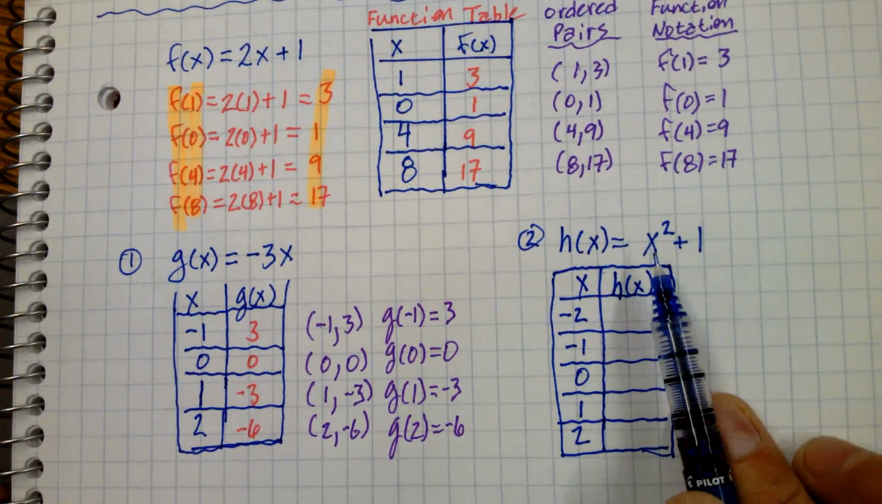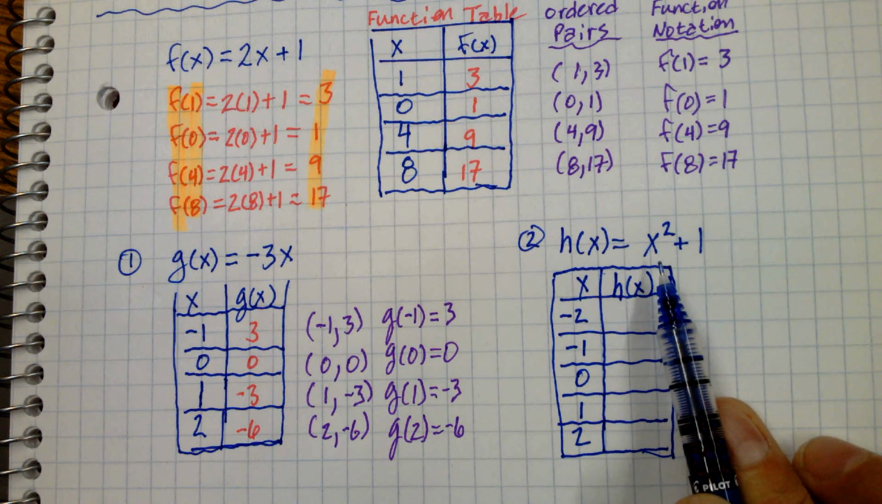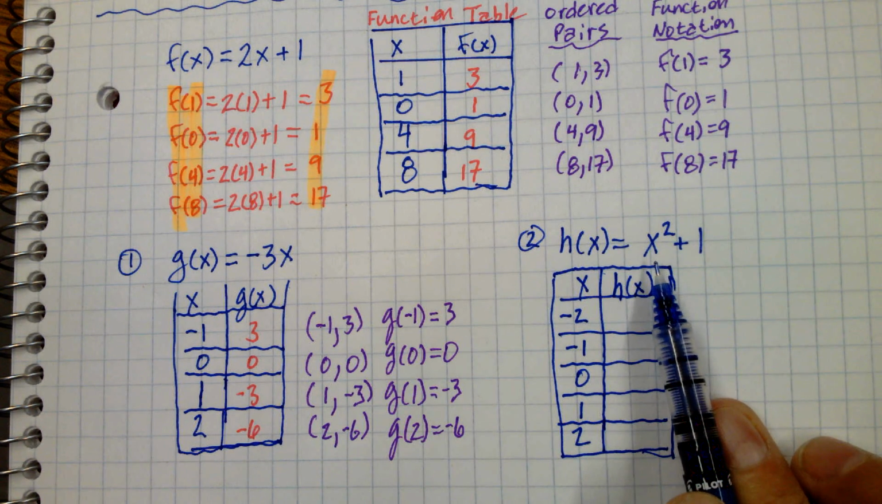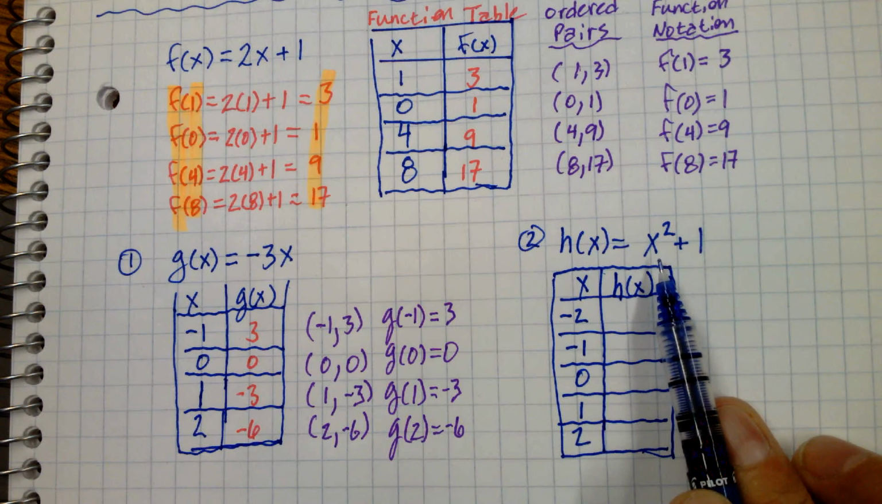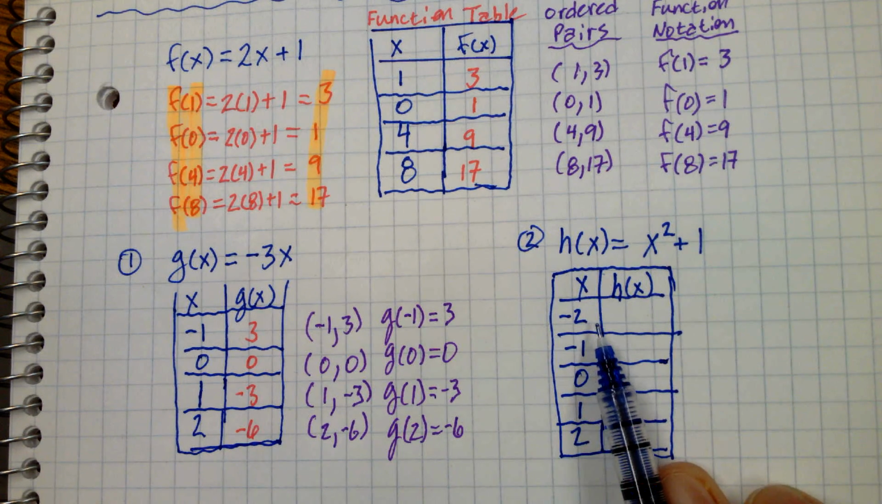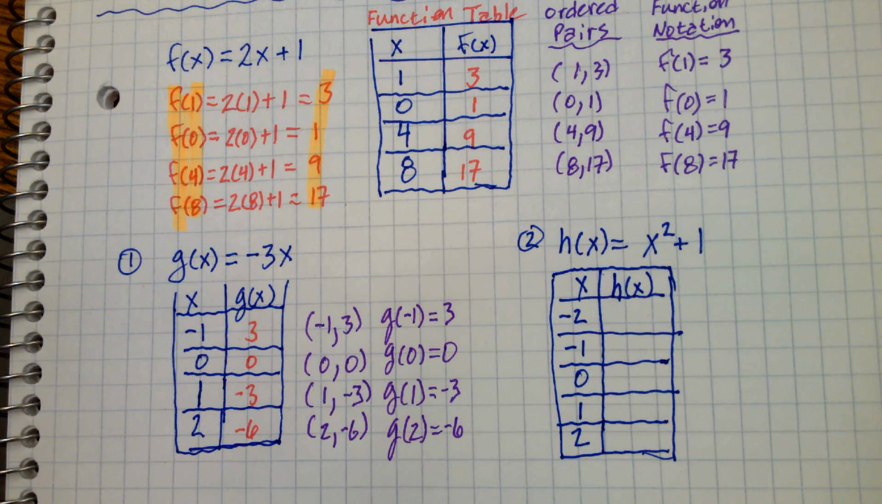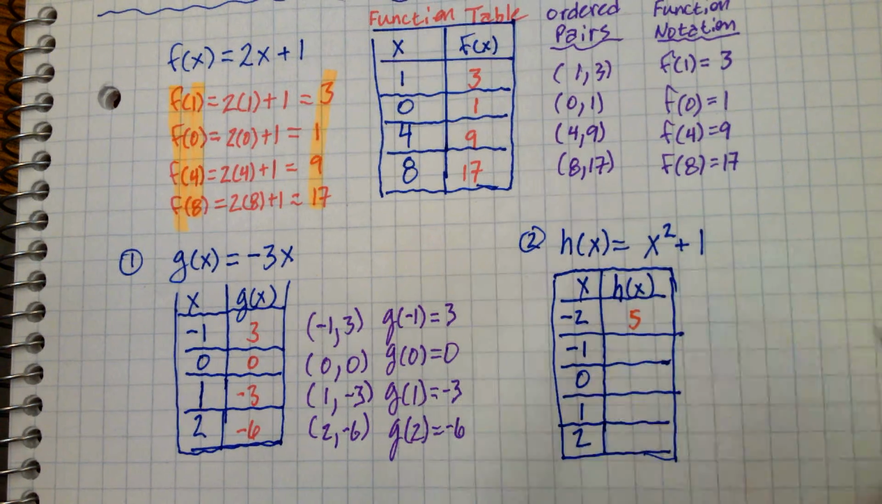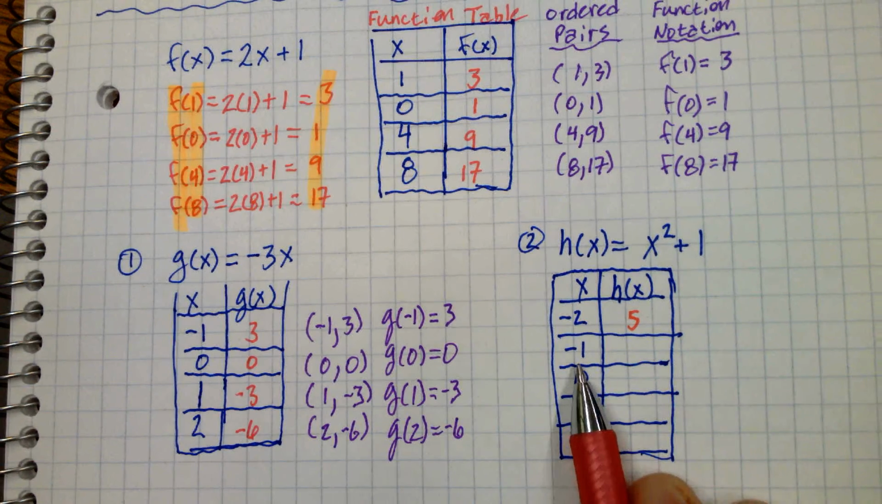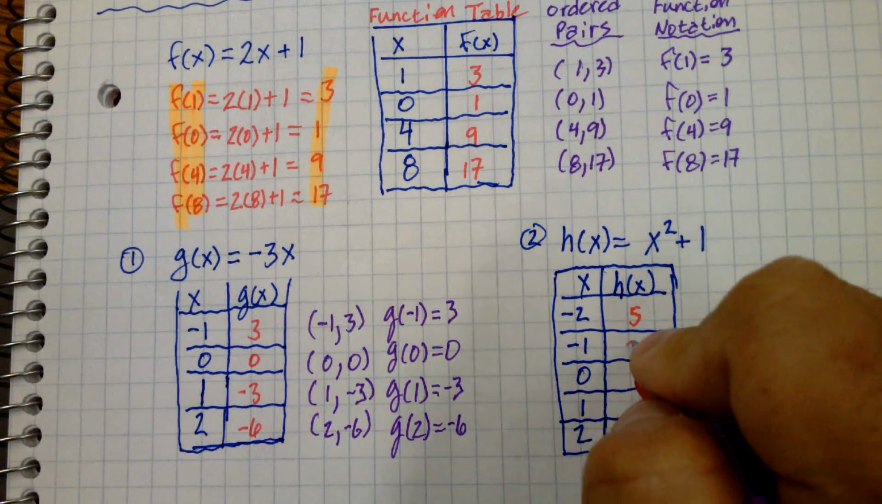What's the rule telling us to do on this side? Multiply the x by itself, squaring it basically, and then adding 1. So that's what we'll do with a negative 2. Multiply negative 2 times negative 2, then add 1. So negative 2 times negative 2 is 4, right? So plus 1 is 5. So we're going to get a 5 here. Okay, let's do it again for negative 1. It'll be 2 because negative 1 times negative 1 is positive 1. And then you add the 1, you get 2.